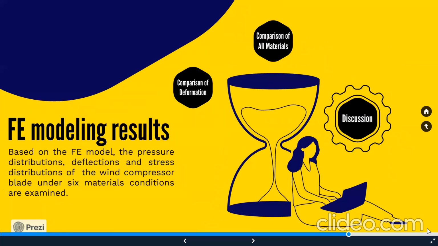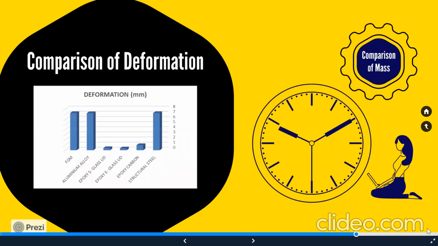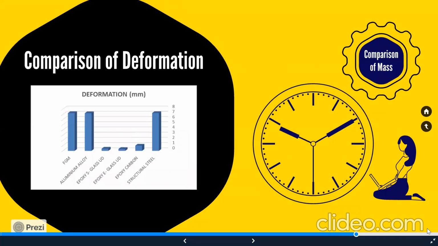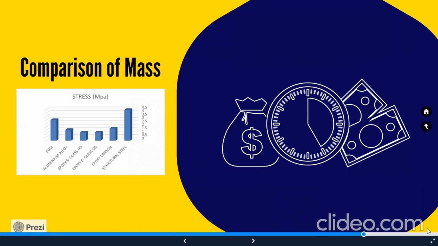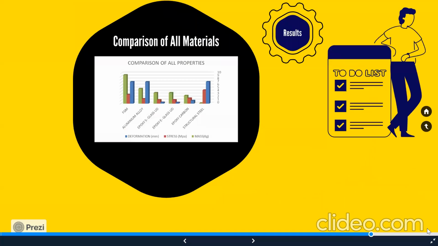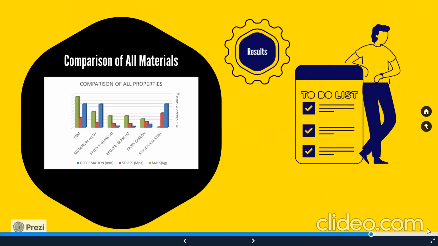And FE modeling results. Based on the FE modeling, the pressure distribution, deflection, and stress distributions on the wind compressor plate under six material conditions are explained. Comparison of deformation in a graph. Here for mass, we compared all the materials. Here for all materials in a graph.